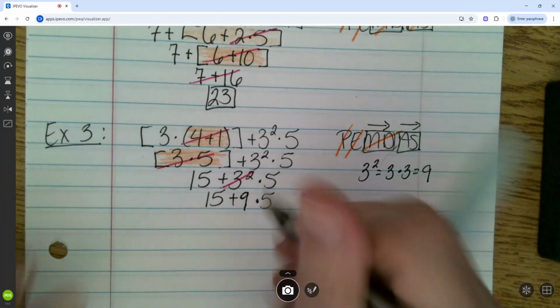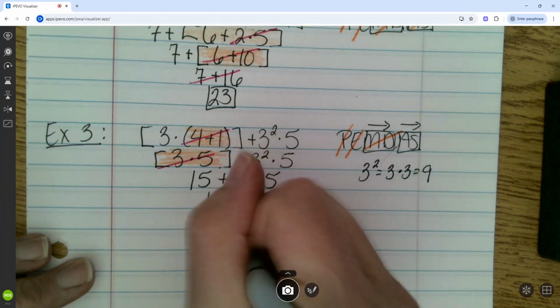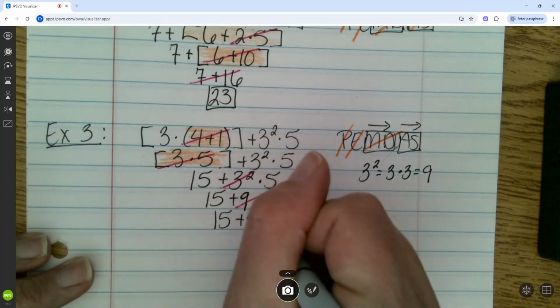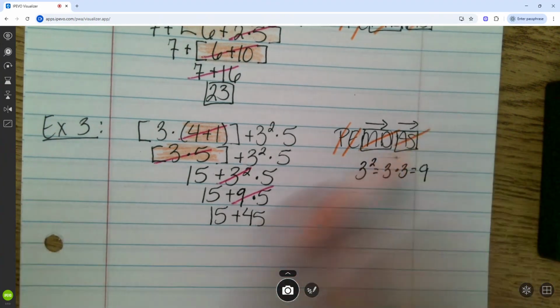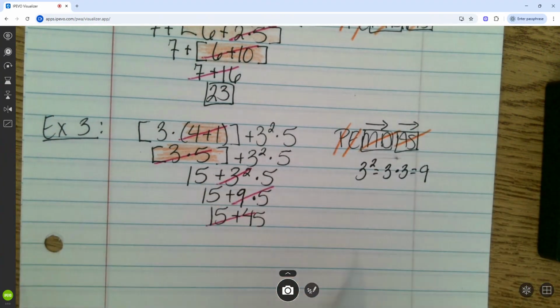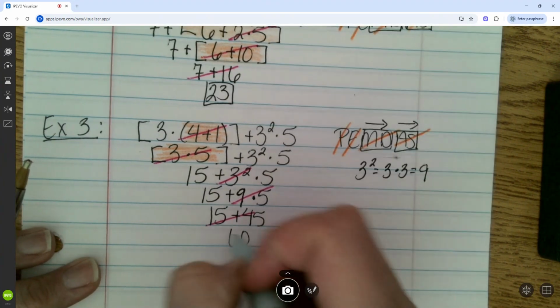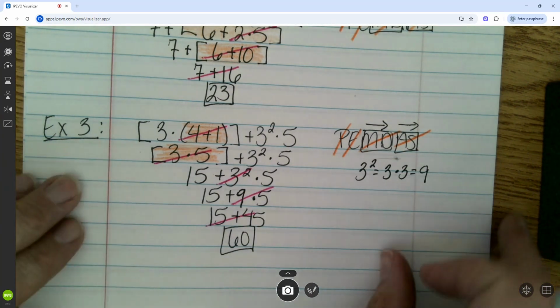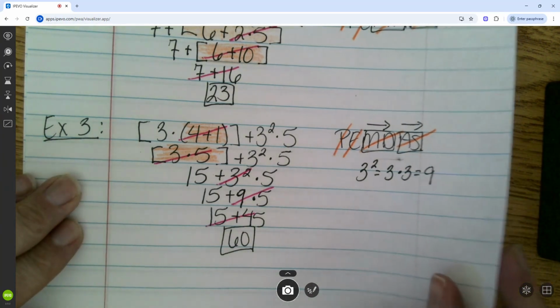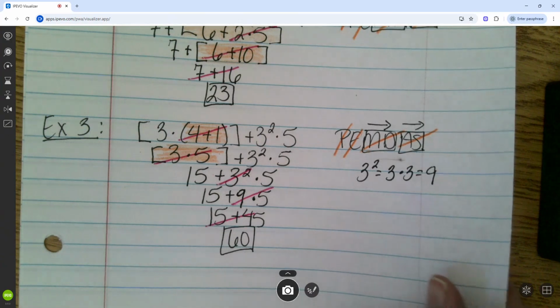And I have multiply. So I get 15 plus 45. Last step, add or subtract. I have adding. Feel free to pause the video, rewind, whatever you need.